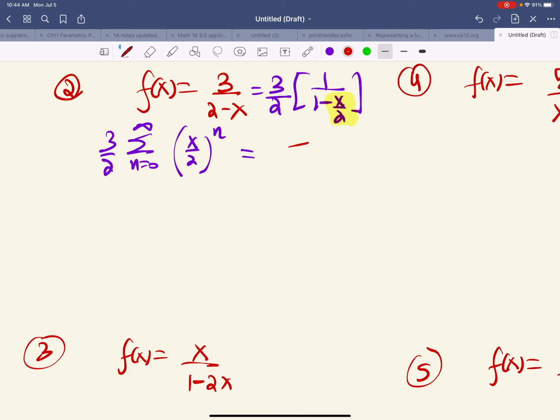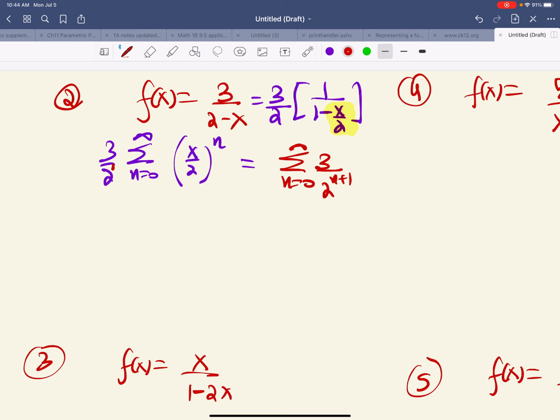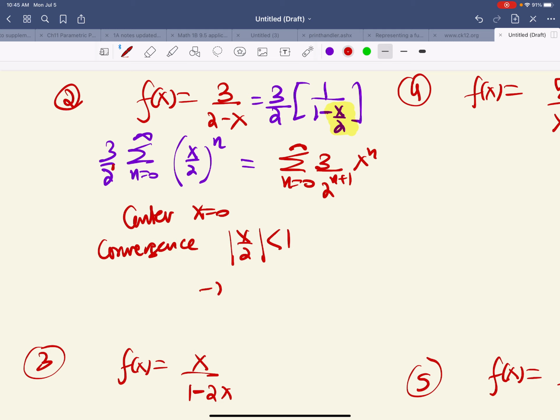So cleaning up a little bit, n equals 0 to infinity, 3 over 2 raised to the power n plus 1, because I have 2 to the power n in the denominator, and already have 2 to the first power here, times x to the power n. And that's my power series in this case. The center for the power series is x equals 0, and I do have convergence if the absolute value of x over 2 is less than 1. Whatever the r, the common ratio, is, that's going to tell me. So between negative 2 and 2, that's where I will have convergence.